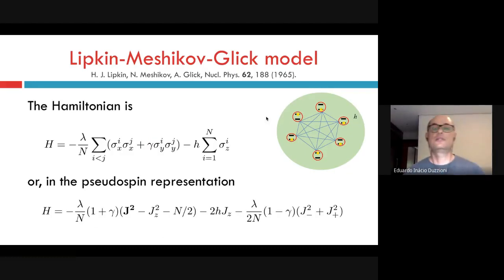Now I move to the Lipkin-Meshkov-Glick model. This is a model that is invariant by particle permutation. Observe that there are two-level system spins, spin one half, and each spin interacts with each other one through the same interaction strength. And there is an external field, which you can think of as an external magnetic field controlled by this parameter H. Gamma is the asymmetry between the XX coupling and YY coupling, and the interaction is mediated by this parameter lambda. You can write this Hamiltonian using the pseudo-spin representation that I showed before, the collective operators, capital J, in this way.